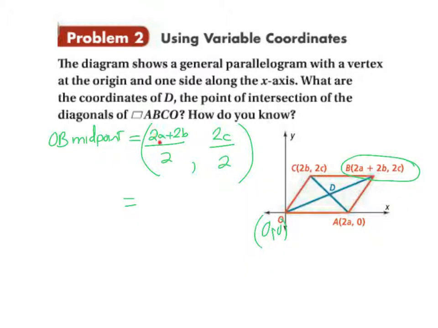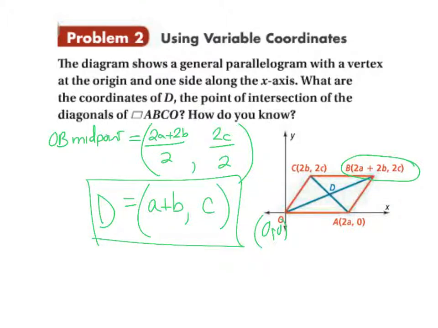They both have a 2 on them. So 2a divided by 2 is just going to be an a. 2b divided by 2 is just going to be a b. That will simplify to just a plus b. Comma, and 2c divided by 2 is just going to be c. So right there are our coordinates of D. No numbers, just working with variables.